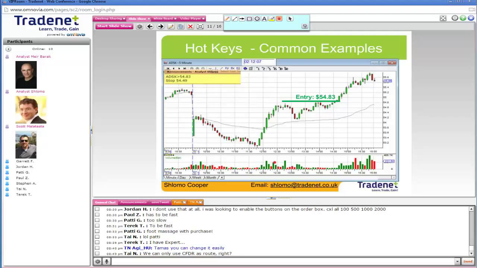Referring to Thai's question, yes, you can use CFDR. You are using CFDR as a route when using the CFD. Absolutely. All right. So ADSK is actually going in one leg from low to high.